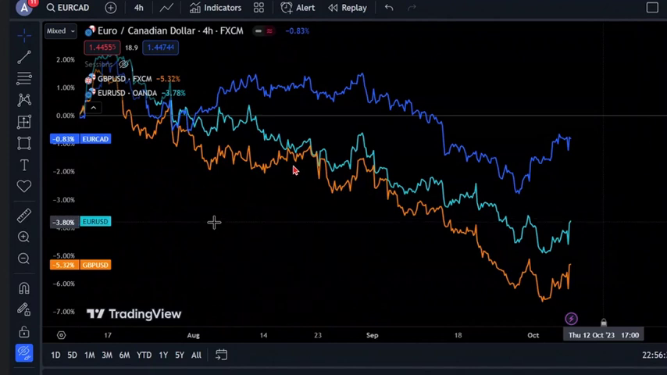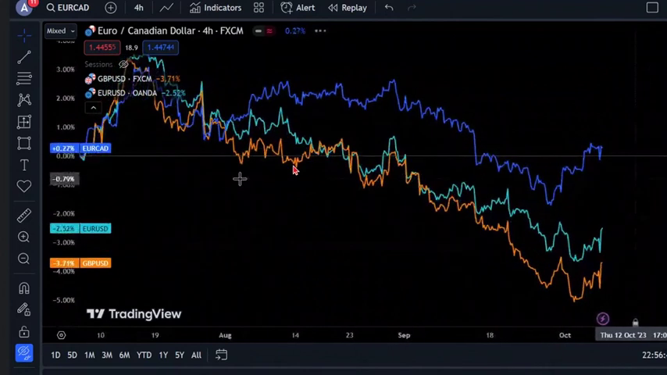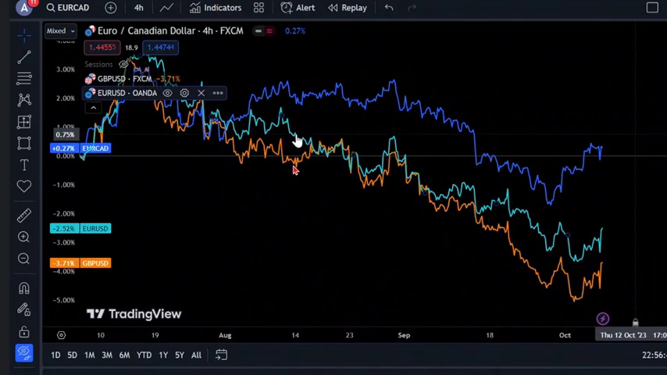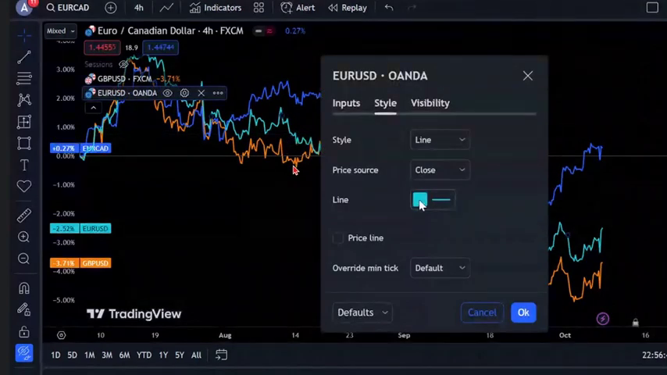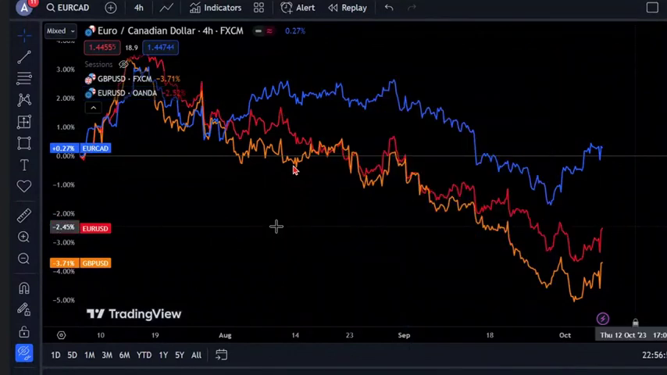Now listen, we've got to make these colors distinct. Click on Euro USD at the top and change the color to something like white or red. Boom. All right, so now we need to find divergence.